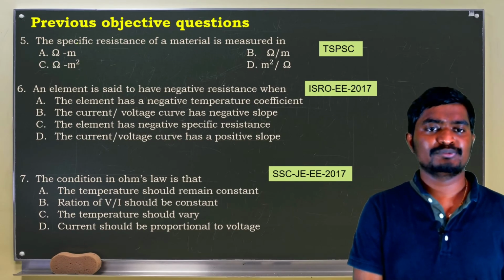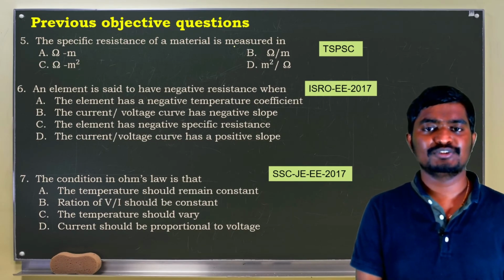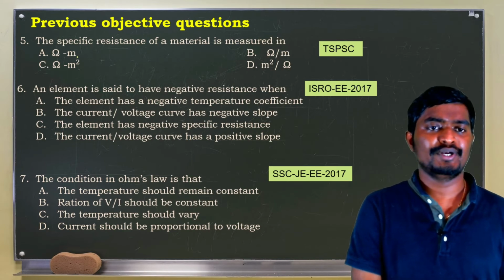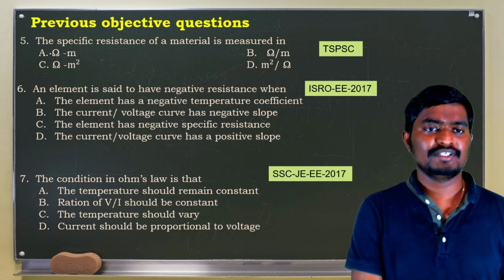Question number 5. The specific resistance of a material is measured in. Specific resistance of a material is measured in ohm meter. When you look into the options, option A is the correct option.